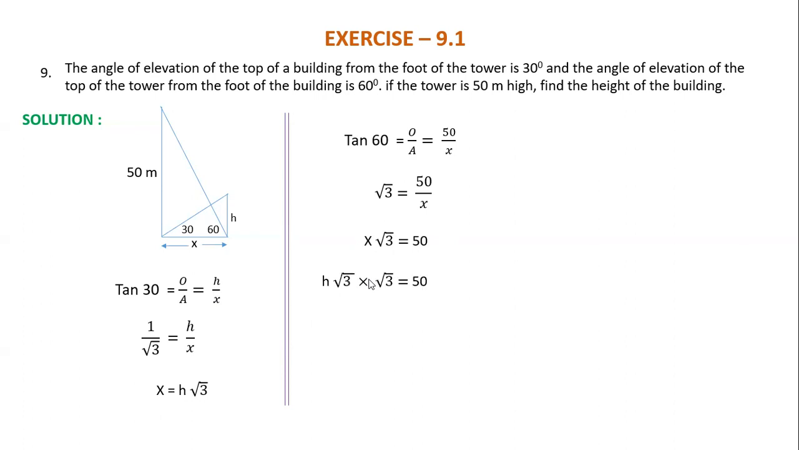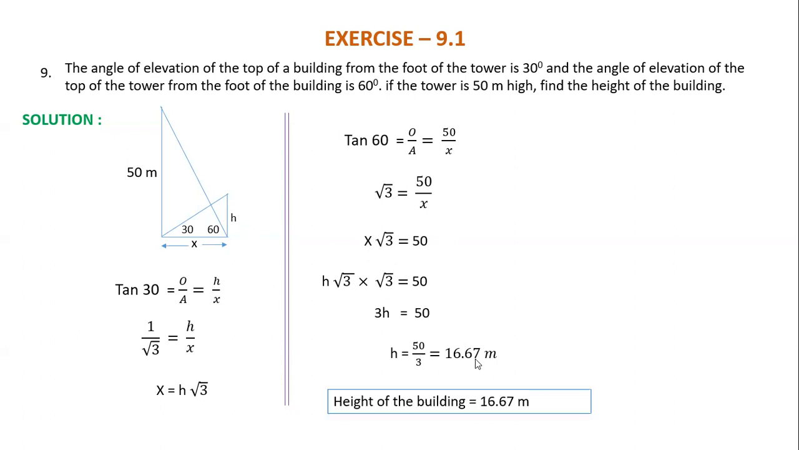So put h root 3 into root 3 is equal to 50. Root 3 into root 3 is 3. 3h is equal to 50. So h is equal to 50 upon 3, that is 16.67 meters. So the height of the building is 16.67 meters.